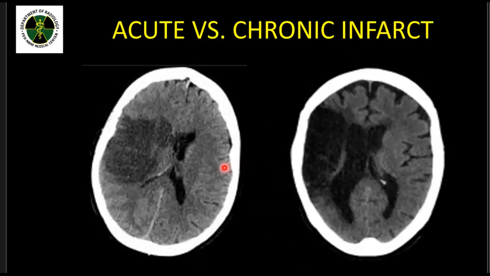So acute versus chronic infarct. Here's one acute. The more chronic it is, the darker it is. It may resemble the color of CSF.